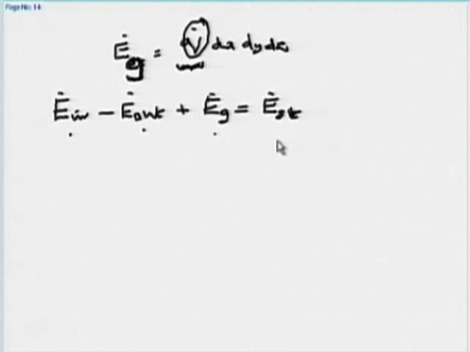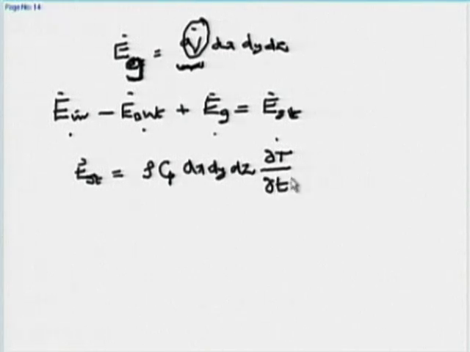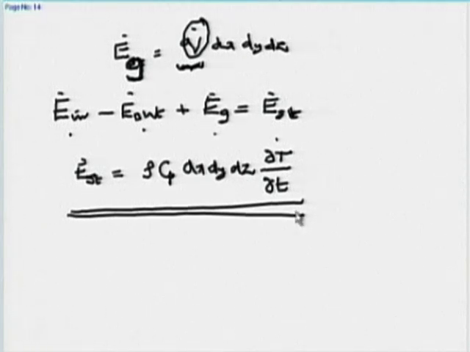E dot st, what is this? E dot st equals rho c p into volume, that is dx dy dz, into del T by del t. This is the term I usually used to take as 0 for steady state, where there is no temperature variation with time. For steady state, this term will become 0. Okay. So, this is the energy stored term. So, we have written all terms. Now, we have to just bookkeep all these terms.